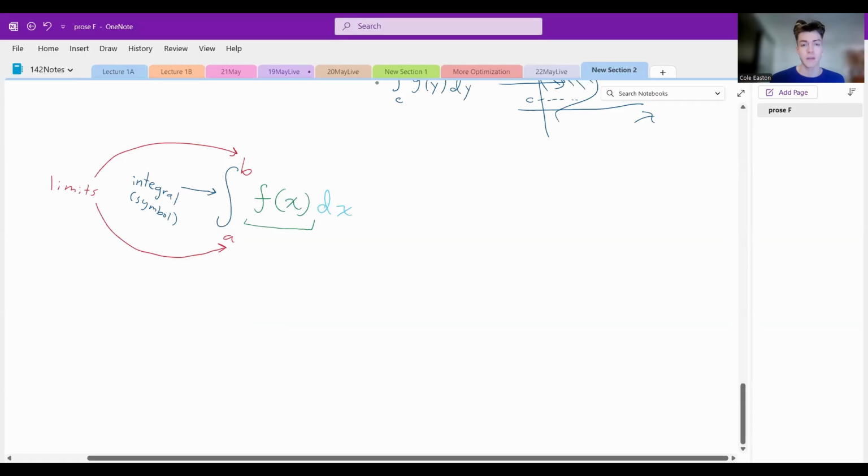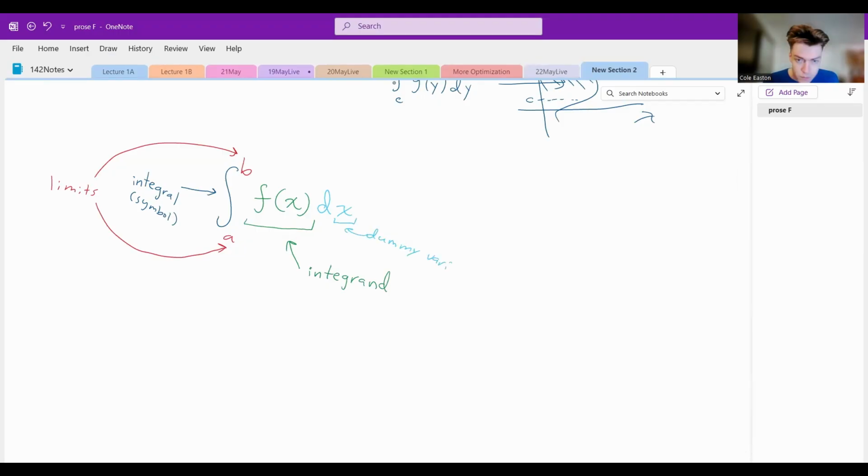The function that we have in the integral is called the integrand, and the variable at the end is often called the dummy variable. This is because the result of this integral does not depend on what letter we use here. We could replace it with any letter and we'd end up with the same number. And this entire part, the dx, is sometimes called the differential.